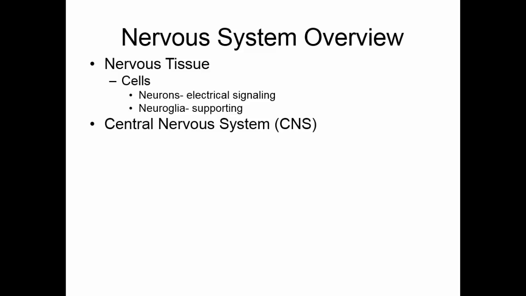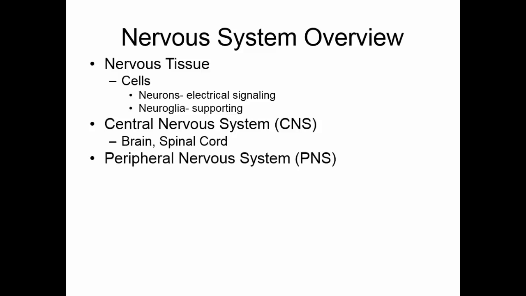We'll start with the tissue. There are basically two cell types in the nervous tissue: the neurons, which are the cells in charge of electrical signaling, and the neuroglia, which are the supporting cells. Then we will look at the central nervous system. The central nervous system is composed of the brain and the spinal cord.